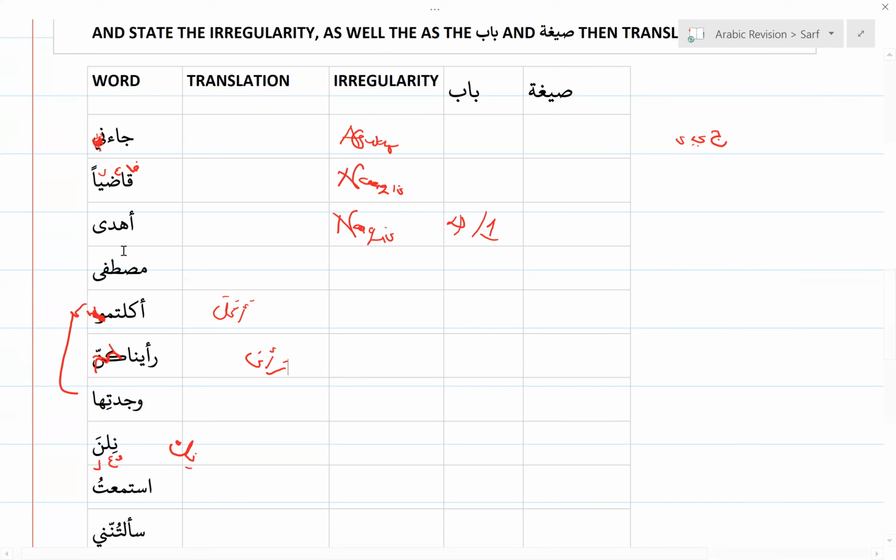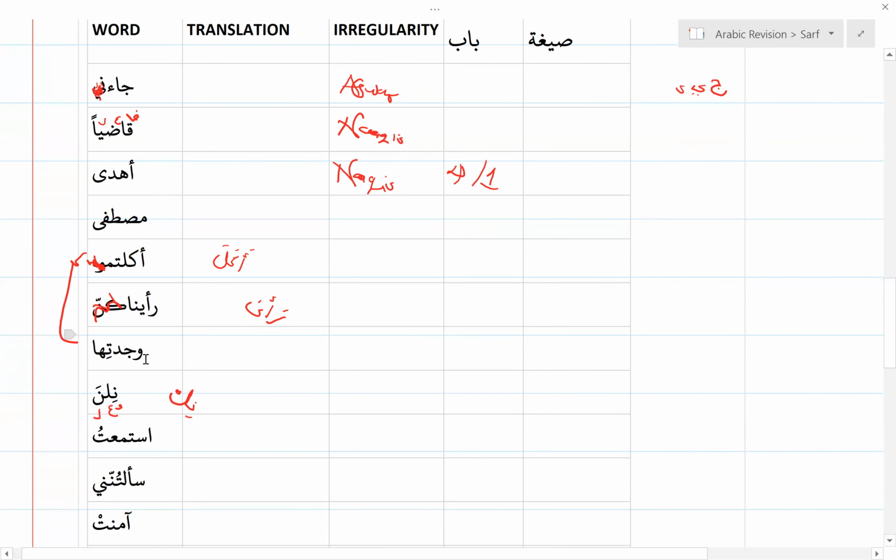We can do maybe two more. I don't know, wajadtiha? Okay, wajadti. So the attached pronoun is her. Wajadti, it is antum, madi. So the Hua version is wajada. Wajada. It is not Mahmuz or Hamza.